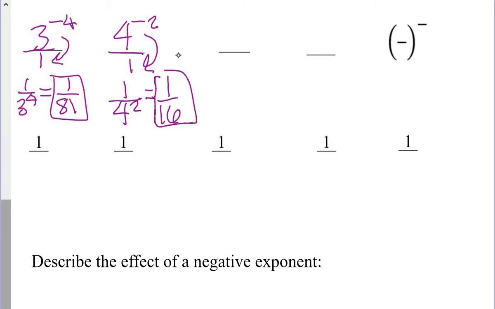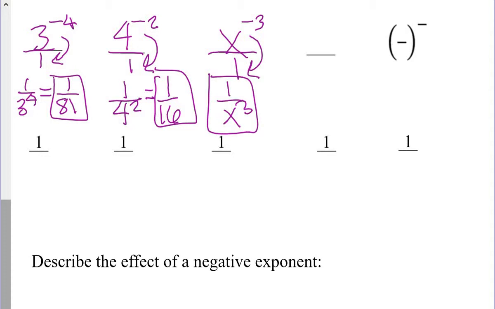This also works for variables. For example, x to the negative 3 power. Can write that over 1, move it to the other side of the fraction bar, and we get 1 over x cubed, or 1 over x to the third power. This works with any number to the negative exponent, we can move to the other side of a fraction bar. And in this case, we would have 1 over a to the p power.